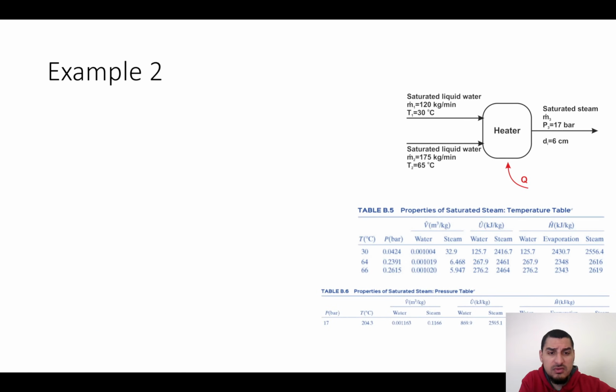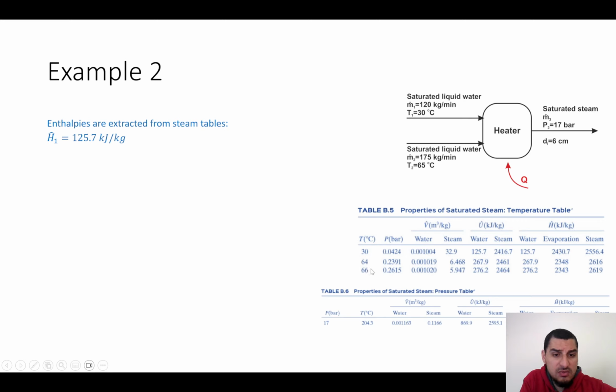For the enthalpy, it's going to be just picking numbers from the tables. So we know that this is saturated liquid water at 30 degrees Celsius. So we'll go to the table, find 30 degrees Celsius. The enthalpy of saturated liquid water is 225.7. So this is the first enthalpy. The second enthalpy is at 65 degrees Celsius. We know the enthalpy is at 64 and 66.